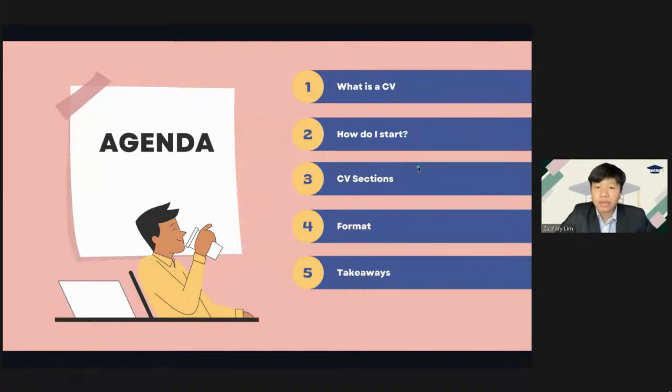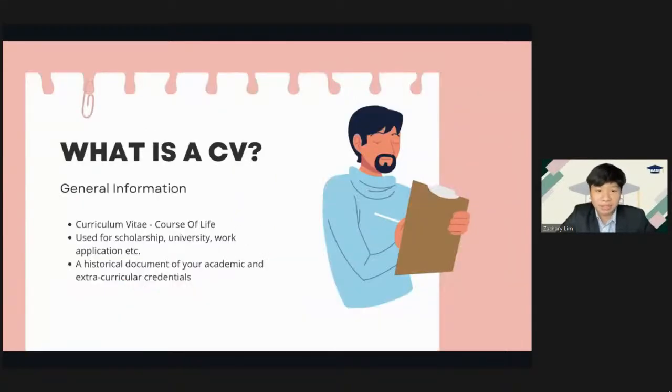So today in this session, we'll be covering what is a CV and how do you start writing your CV, the types of sections that you can include in your CV, the format, and some general tips and takeaways for writing your CV. So what is a CV?